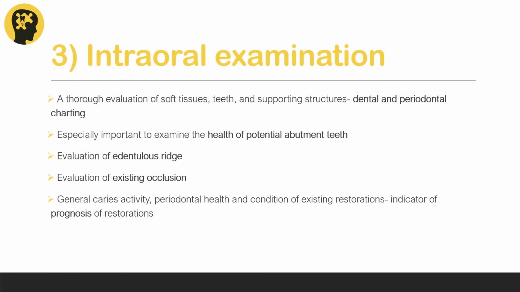Coming to intraoral examination, we perform a thorough evaluation of the teeth, the periodontium, and other soft tissues like the tongue, the buccal mucosa, floor of the mouth, etc. A thorough dental and periodontal charting is a must. We also have to look at the health of potential abutment teeth and make sure there is no kind of structural or periodontal compromise. We look at the edentulous ridge and look for bone loss. We check the existing occlusion and look for things like wear facets or occlusal interferences. We'll talk about occlusion in the later videos.